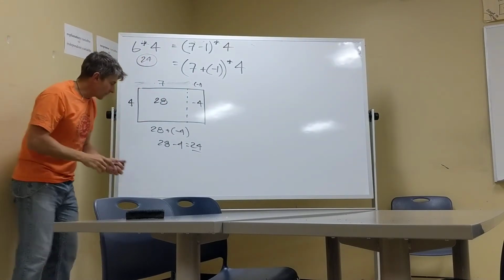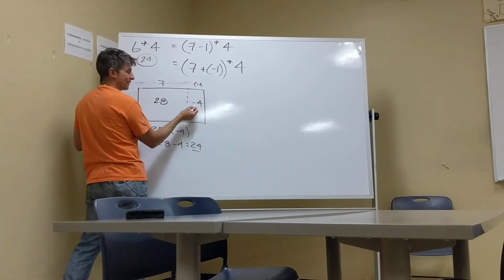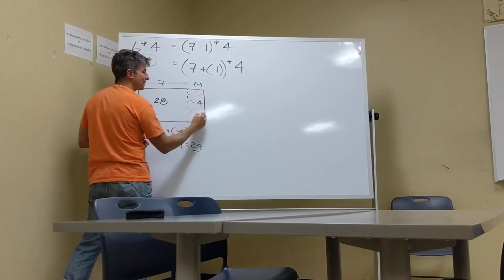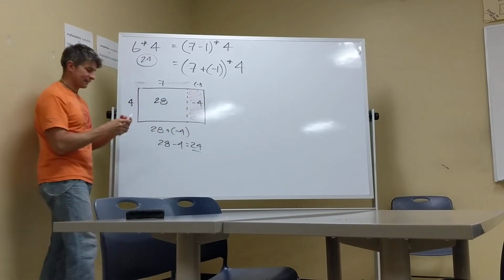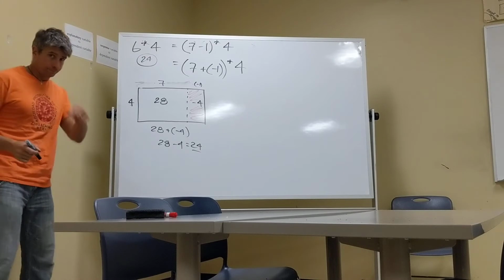So if you want to view it, anything with a negative area, like a negative 4 like this, would be like a negative area. You'd have to take that away from this area if you needed to visualize it as a negative. Okay, so far?